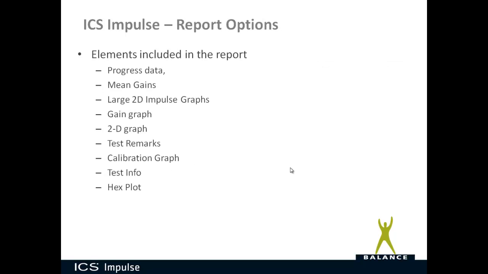So there's many elements that you can include in the report. One is progress data. So if you were looking at the difference between two test sessions and wanted to see if the patient's improving or if the results are changing, you can then include the progress data. The mean gains, the gain graph, you can either present it in a small version or you can do a large 2D impulse graph, which is a larger trace. You can do the 2D graph, which is a smaller version of the trace.